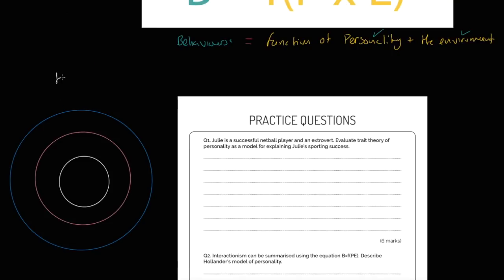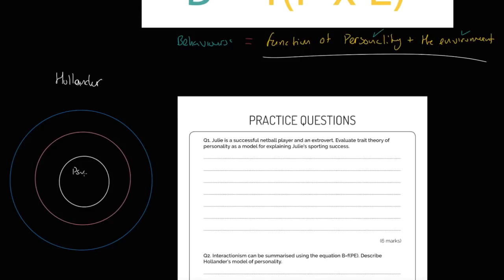So Hollander, in the 1970s, I believe it was 1976 specifically, suggested a theory that works like this. He argued that personality or behaviors were a function of both innate personality and the environment. And he identified that there were three layers of this.